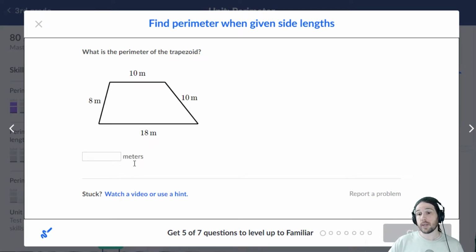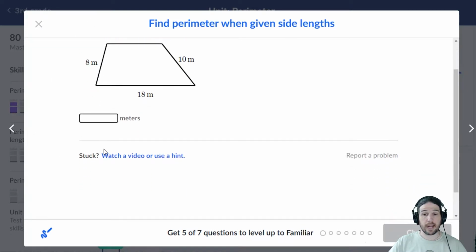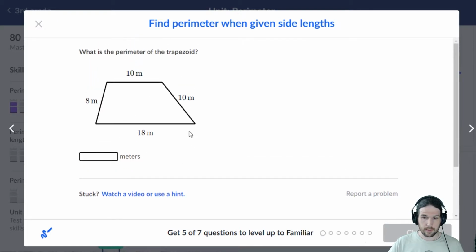10 and 10 is 20, and 18 is 38, 39, 40, 41, 42, 43, 44, 45, 46. Do not be afraid to use those fingers. Doesn't matter how old you are. There are other ways that you could have done that, obviously, but that's my way.